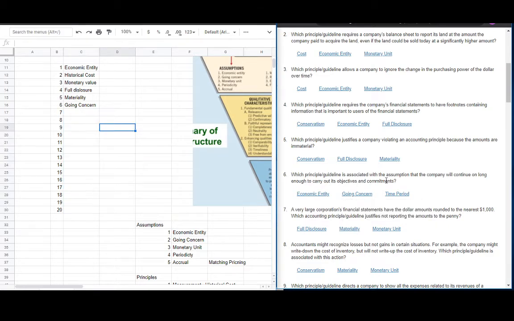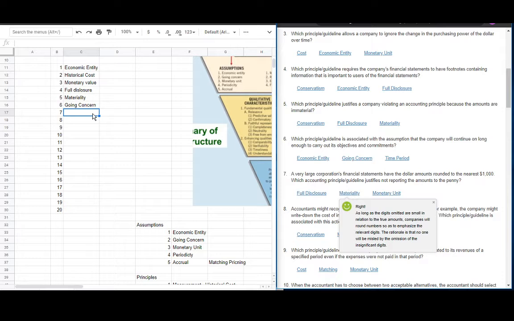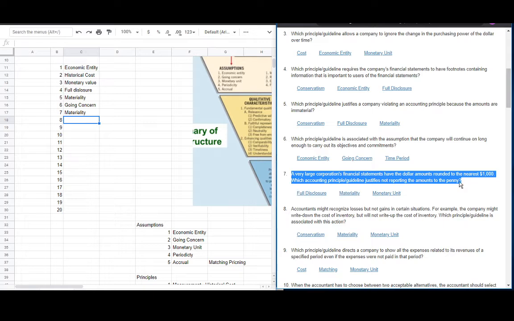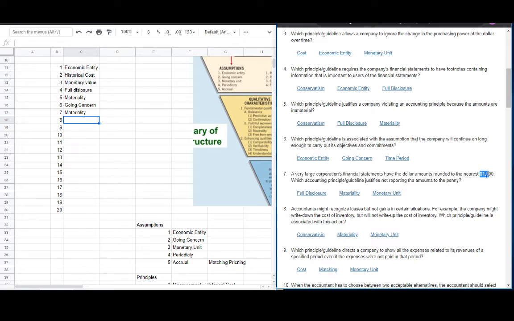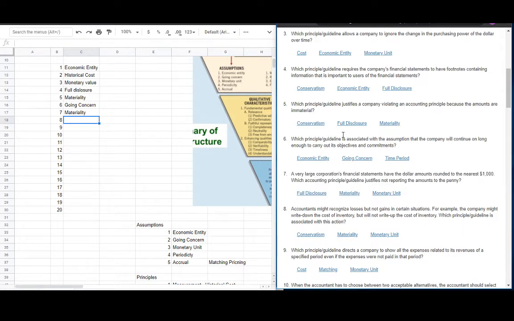So number 7, a very large company's financial statements have dollar amounts rounded to the nearest $1,000, which accounting principle guideline justifies not reporting the amounts to the penny. This is the materiality concept. So, halimbawa, malay mo yung company is Amazon or Apple, a very large company, at yung 1,000 is wala lang yun sa kanya. So, pwede natin siyang i-drop off or hindi natin isama sa financial statements.